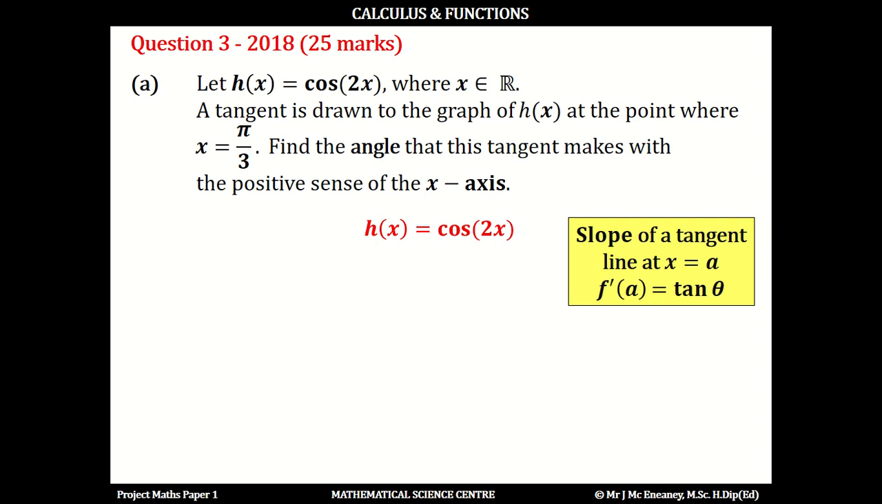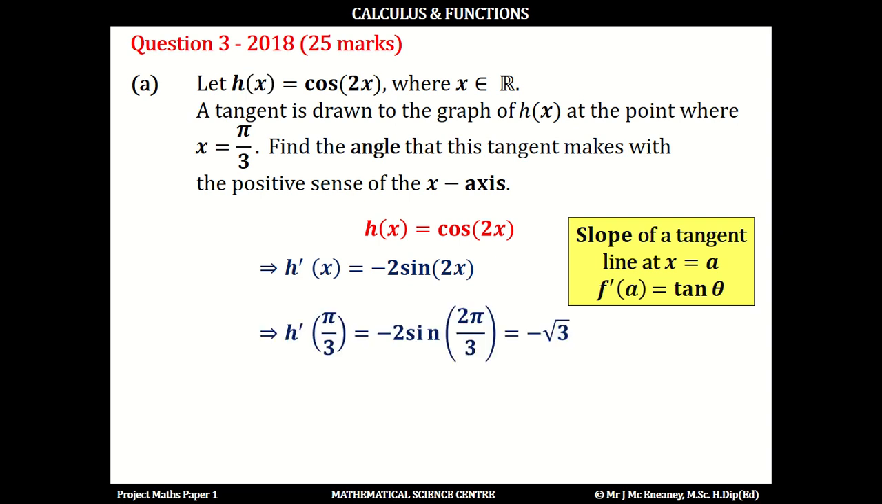So here the function h of x is the cos of 2x. To find the slope of the tangent, we're going to differentiate this function. So h dash of x is going to equal, when you differentiate the cos of 2x, minus 2 sine of 2x. Next, if we substitute in pi over 3 for x, h dash of pi over 3 is going to equal minus 2 times the sine of 2 times pi over 3. And that works out then as minus root 3.